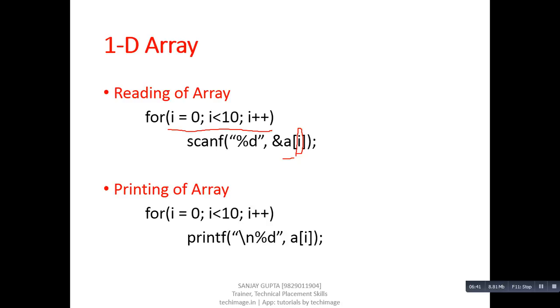Next is printing of an array. So to print this array we have used a printf statement, and again we are using a of i, and this printf statement will be repeated 10 times with the help of this loop.